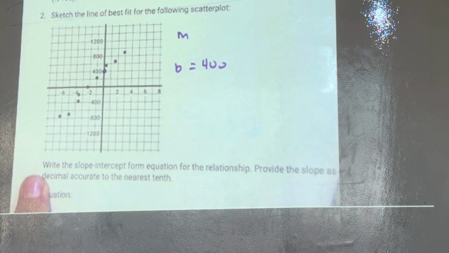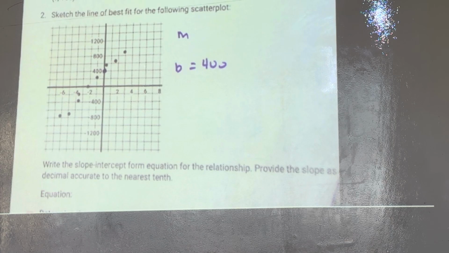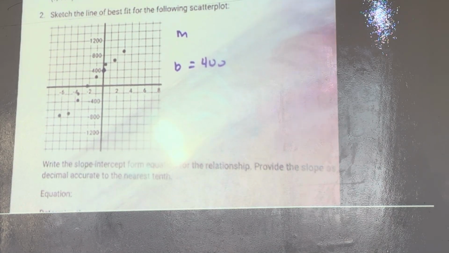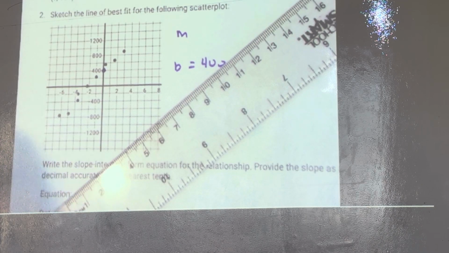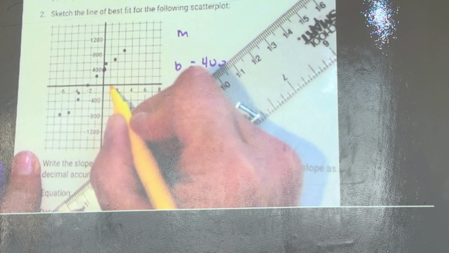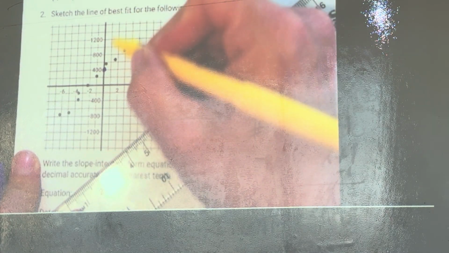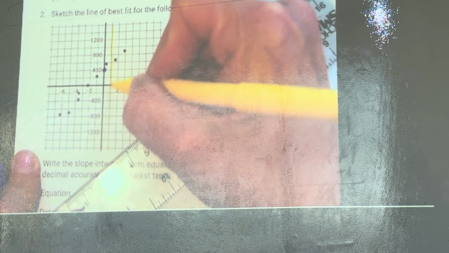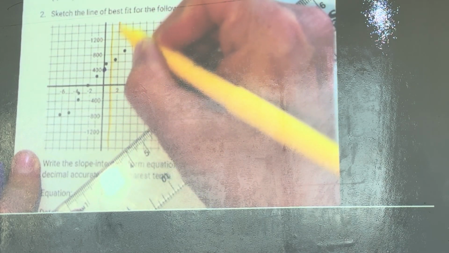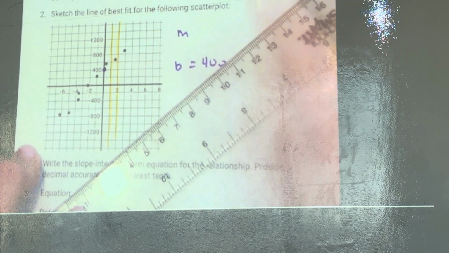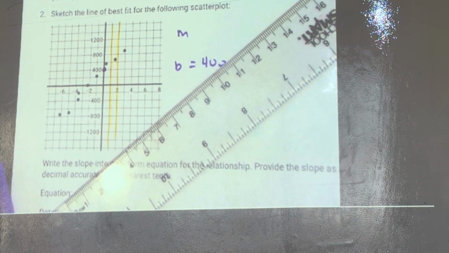So B is 400. Is our slope positive or negative? Positive. Okay. And where do we want to put our next point? So these points, 1, 2, 3, 4. You want the X to be exact. Do you want to use 0.5? No.